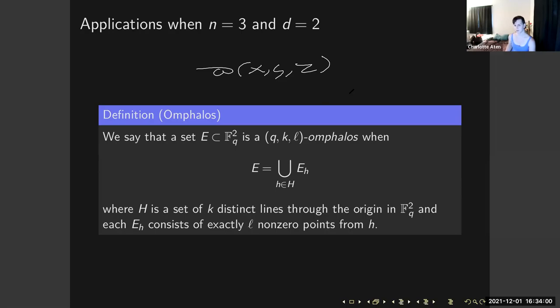There's a story about Zeus releasing two eagles to fly off in opposite directions or perpendicular directions to determine where the center of the world was. And so the idea is that these sets kind of look like the paths of these eagles. There's some collection of lines that all go through the origin of the world, and they each contain a similar number of spots on them.